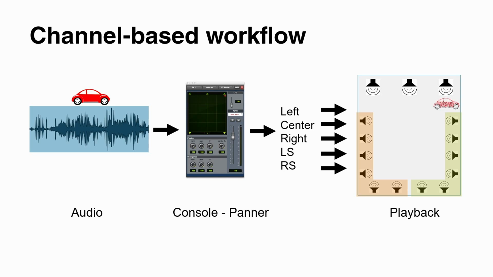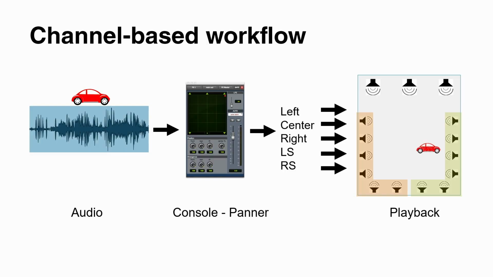Now, when we want to move that car around us and we pan it into the right surround, a lot of speakers in a cinema are actually playing back this particular sound at the same time. So an array of speakers is reproducing this sound at the same time. And then from there, we can pan it into the left surround.